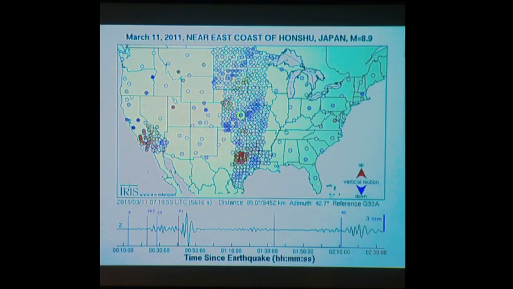What's the magnitude? Well, the magnitude of this is about 3 millimeters. This is one particular station here, so you can see the amplitude is about 3 millimeters of motion. And these are very low pass filtered, so you're looking at about 100 seconds or beyond.